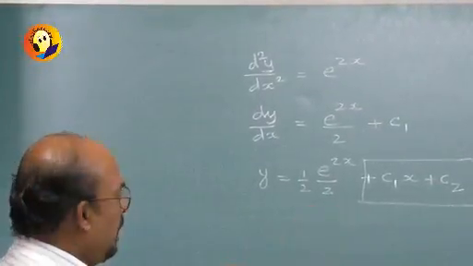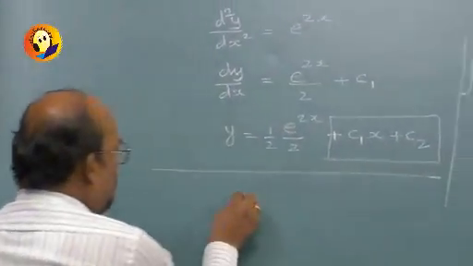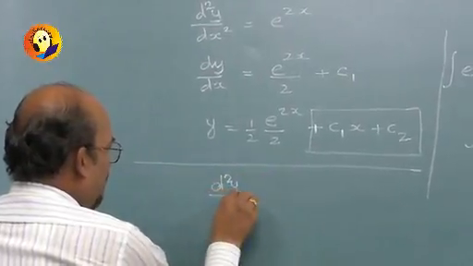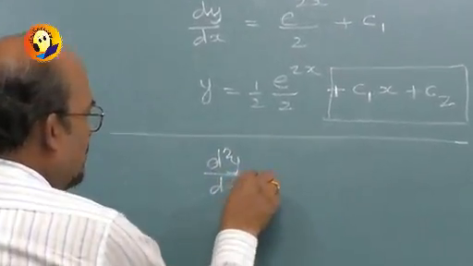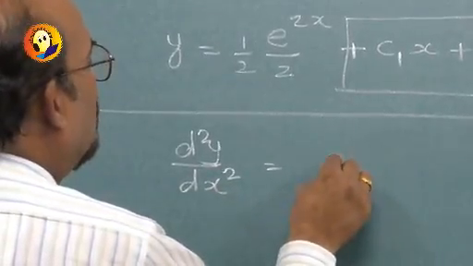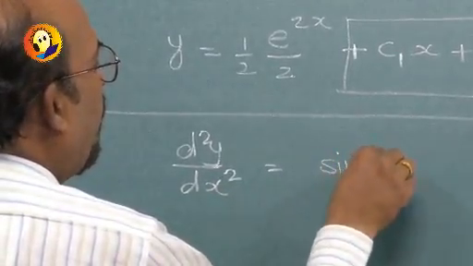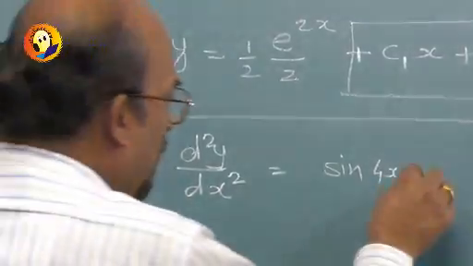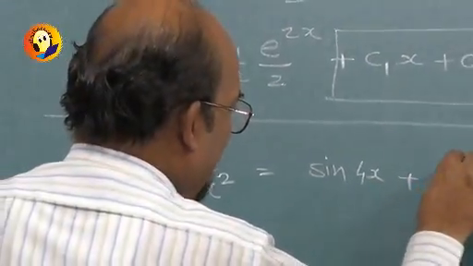Nothing more than that. If we try to solve one more problem of the similar type, d2y by dx square equal to, say, sine of 4x plus x cube.